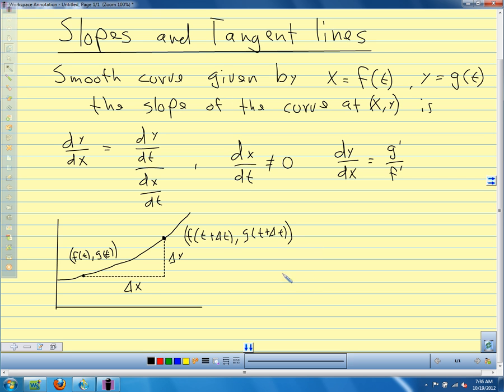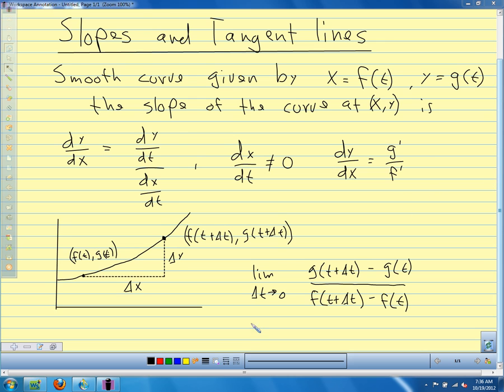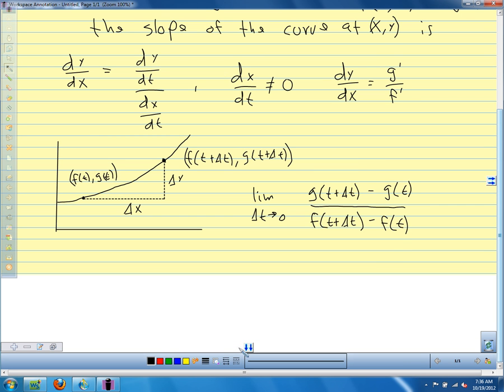So our slope, if we're looking at the limit as delta t approaches 0 for our slope, is g of t plus delta t minus g of t, and we're dividing by the change in x, f of t plus delta t minus f of t. We have to get our delta t in there somehow so we can take our limit. So we just divide the numerator and denominator by delta t.